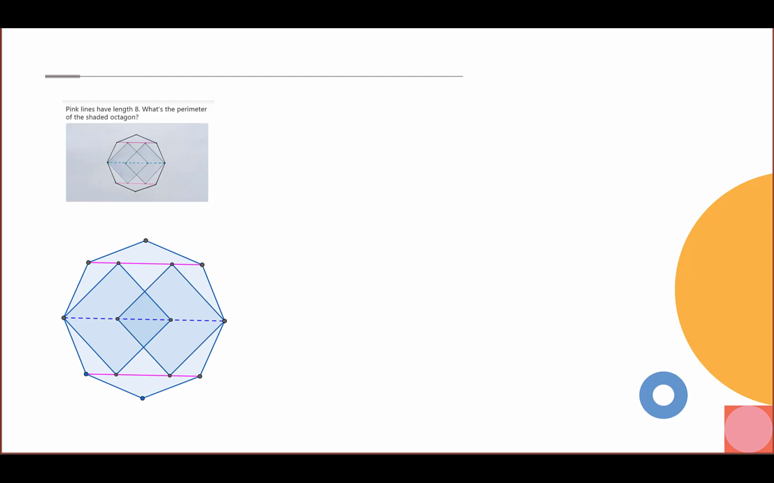In this video we're going to discuss the following problem. We have an interesting puzzle here. This problem is from Catriona Shearer, and you may see the collection of her problems on her Twitter account. We have a regular octagon and two pink lines, each of length 8, and we would like to compute the perimeter of the shaded octagon.